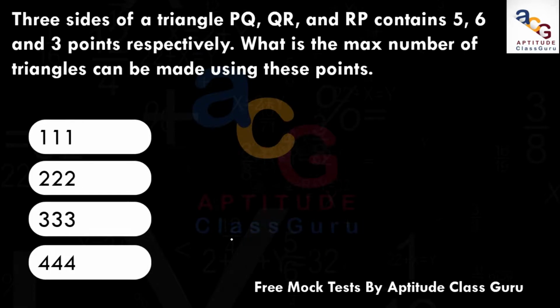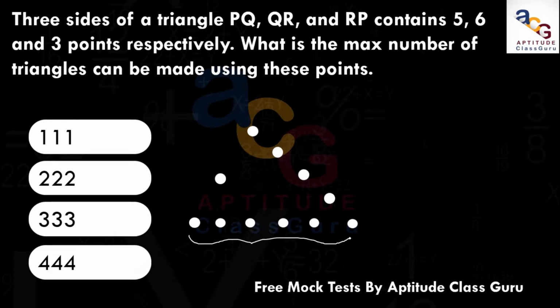3 sides of a triangle PQ, QR and RP contain 5, 6 and 3 points respectively. What is the maximum number of triangles that can be made using these points? So for this I am considering a triangle like this. One side of the triangle consists of 6 points, another side consists of 5 points, and another side consists of 3 points.